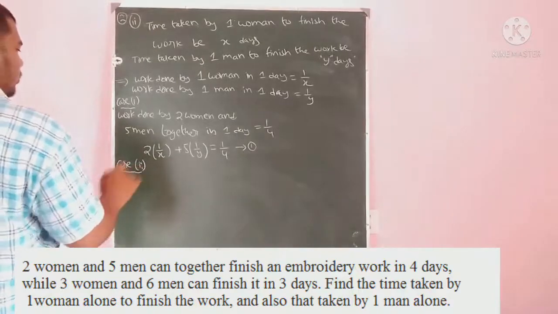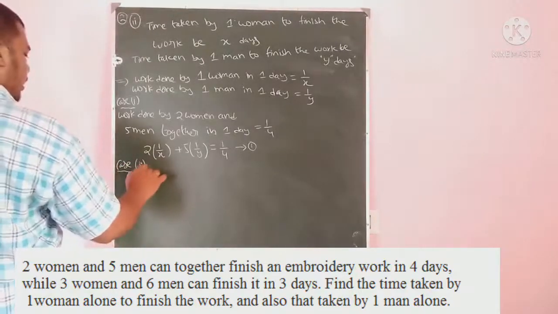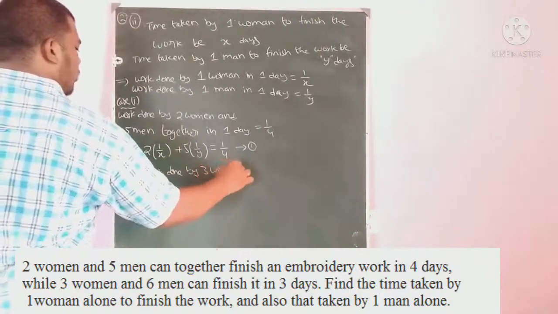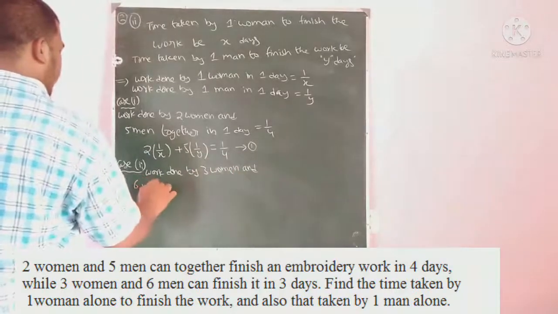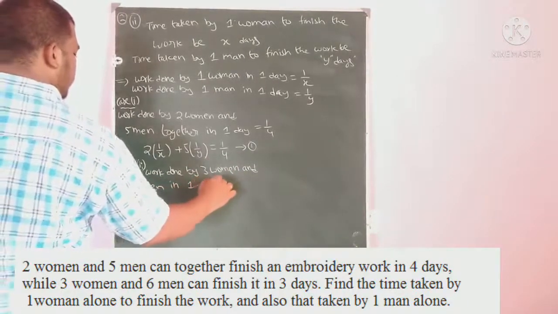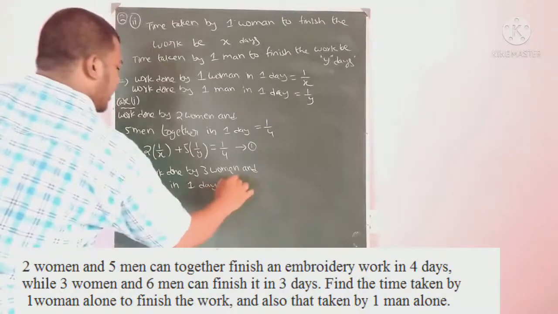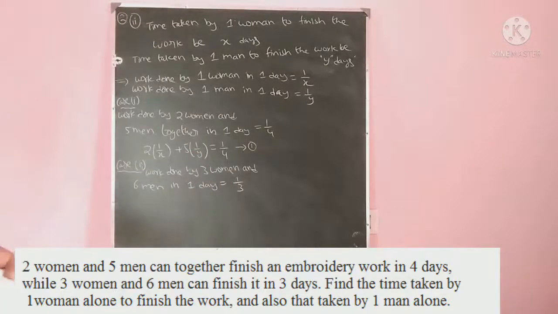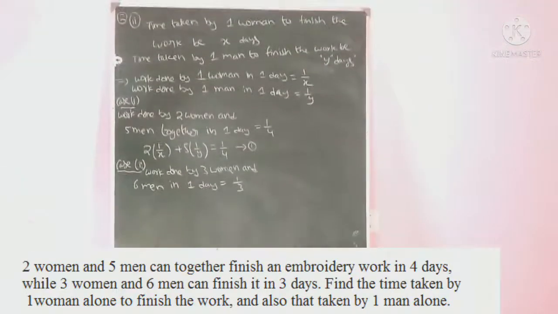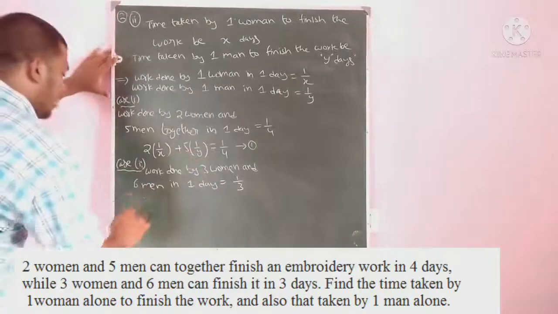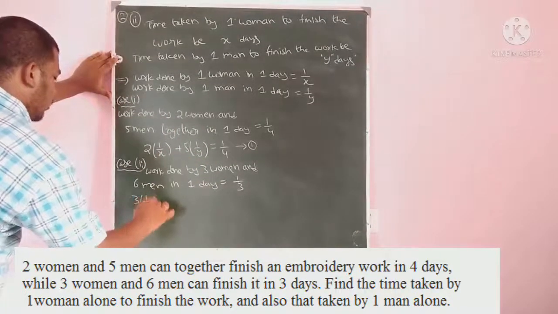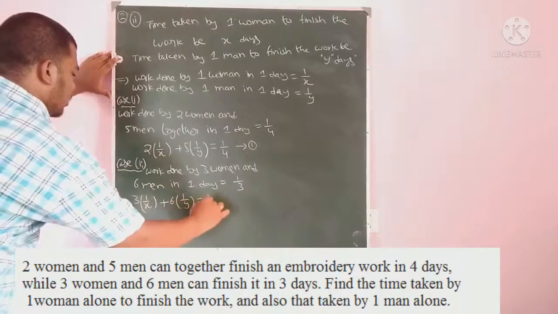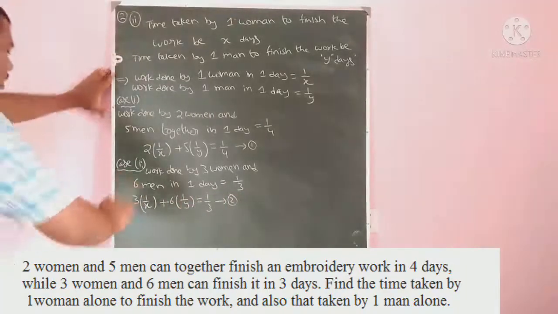Now case 2. Work done by 3 women and 6 men in 1 day equals 1 by 3. Why? Because these 3 women and 6 men together took 3 days. That means the work is divided into 3 parts. In 1 day, 1 by 3rd. So work done by 3 women in 1 day means 3 into 1 by x, and 6 men means 6 into 1 by y, plus equals 1 by 3. That will be equation 2.